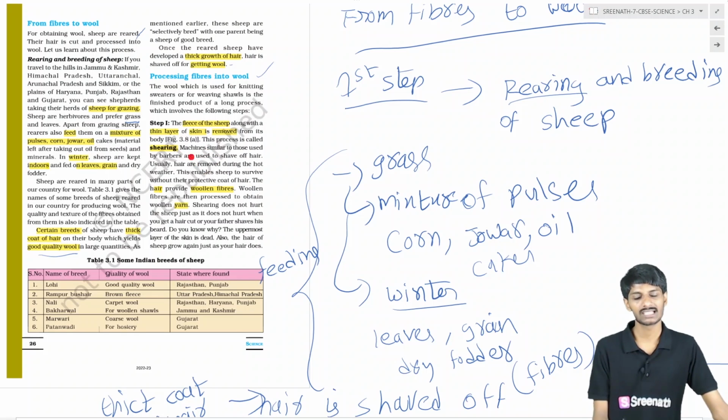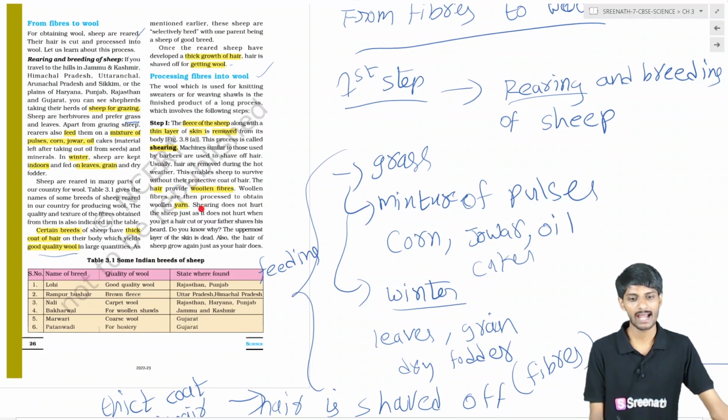That is done with some machines, or by hand with instruments like scissors. So that is the process. By cutting the thin layer of skin along with the hair, the sheep does not get hurt. Basically it does not hurt them.